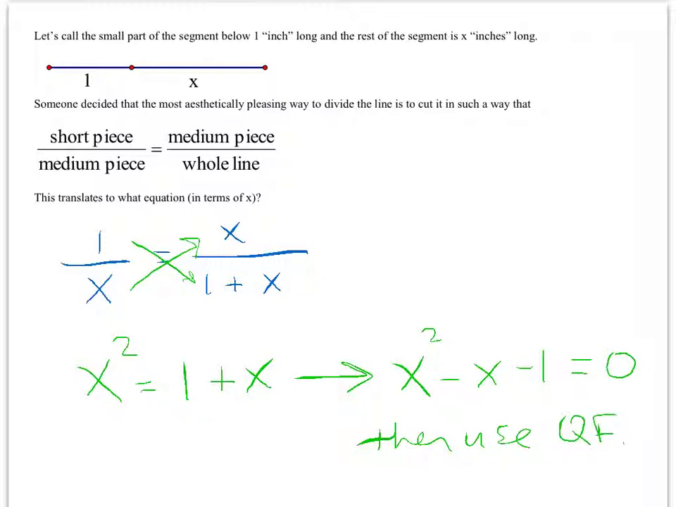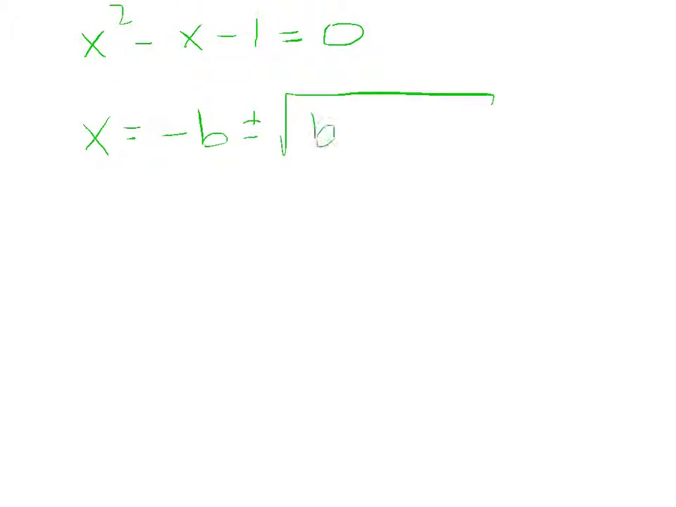Okay, the quadratic formula is that thing: negative b plus or minus the square root of b squared minus 4ac, all over 2a. I'm not going to hold you responsible for knowing how to solve this equation, but I am going to show you how to do it. So my equation is x squared minus x minus 1 equals 0, and the quadratic formula says that x is negative b plus or minus the square root of b squared minus 4ac all over 2a.